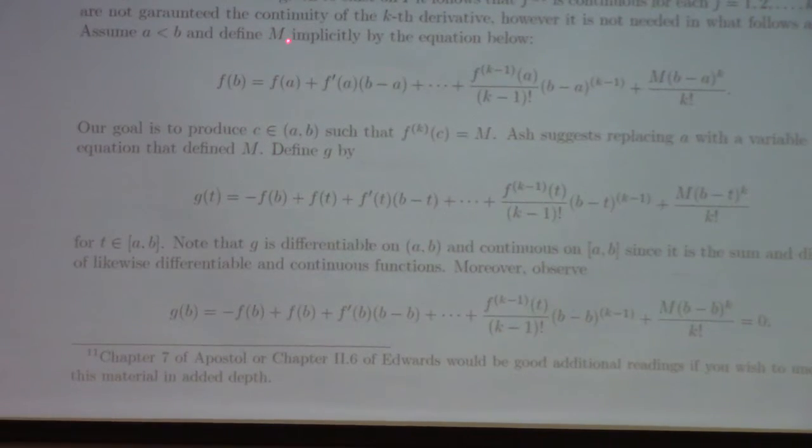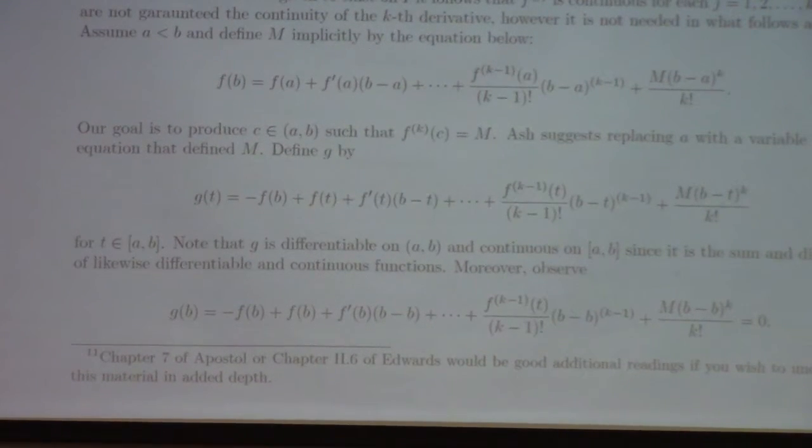I'm basically saying, you can define this value m to be whatever m you need to make this equation true. You can do that, since you can calculate these derivatives. It's given to us. And so this defines m uniquely. I could solve this for m, but I want m to have this relationship between f and its derivatives. Then what we do is replace the variable a with a variable t in the equation that defines m. So instead of putting a here, I put t.